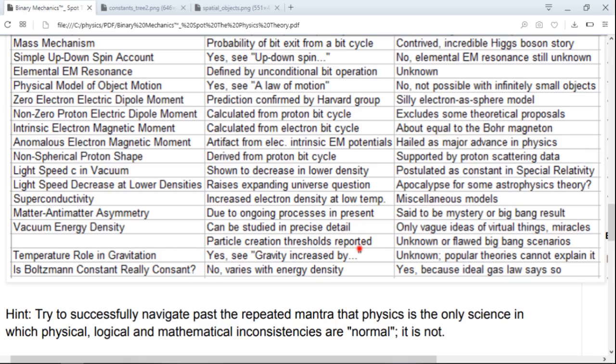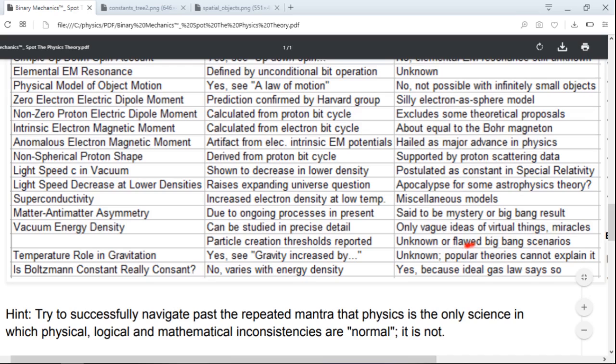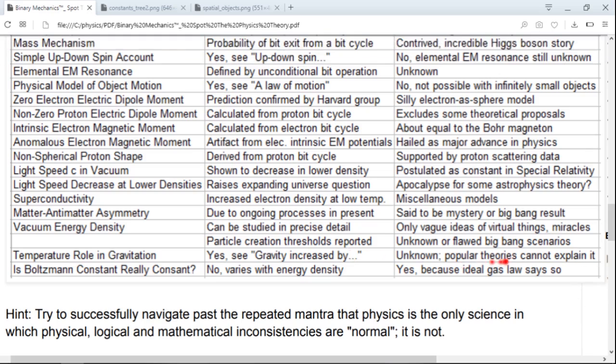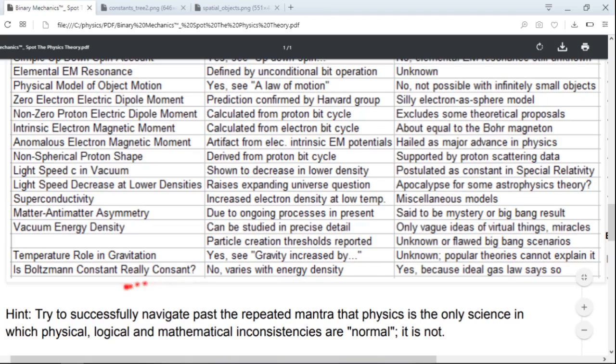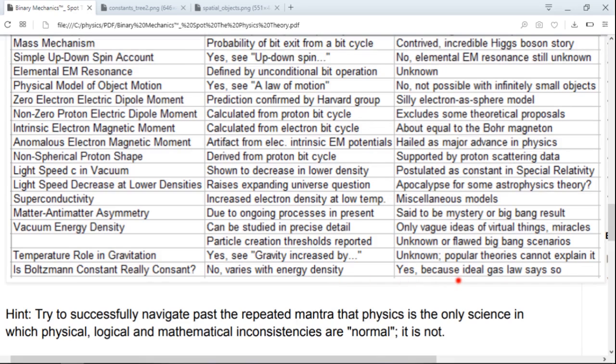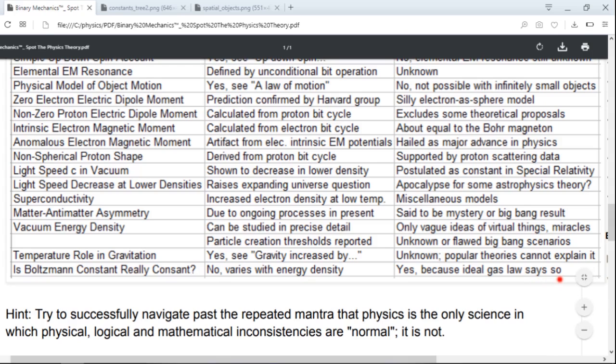Particle creation thresholds reported in binary mechanics, or in contrast, in legacy physics, unknown or flawed Big Bang scenarios are invoked. Temperature role in gravitation? Yes. See the paper, Gravity Increased by Lunar Surface Temperature Differential in the Journal of Binary Mechanics. Popular theories cannot explain it. Is the Boltzmann constant really constant? No, it varies with energy density as mentioned above. Yes, because the ideal gas law says so in your conventional books.